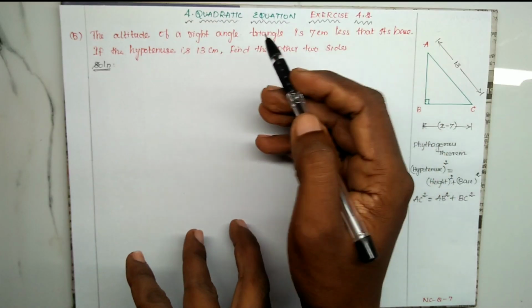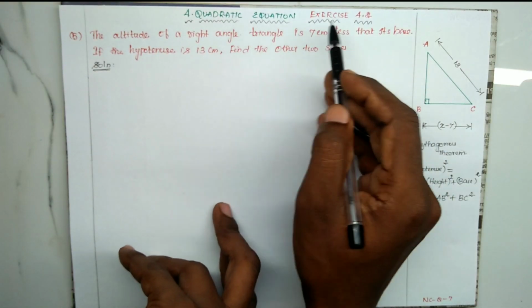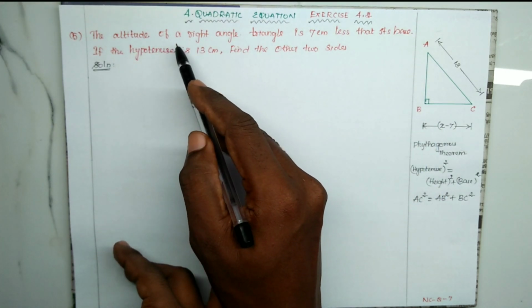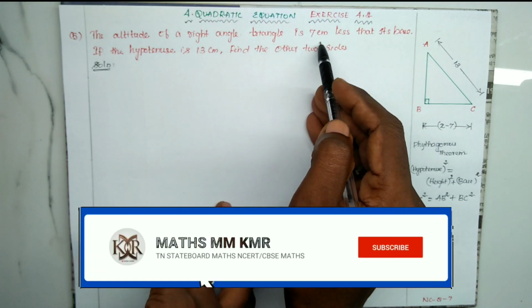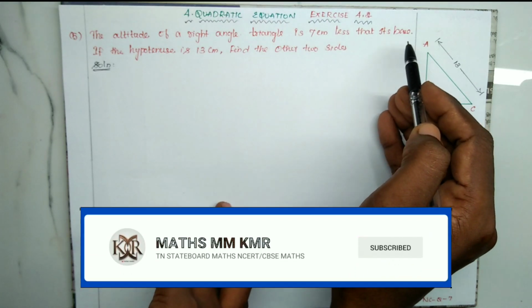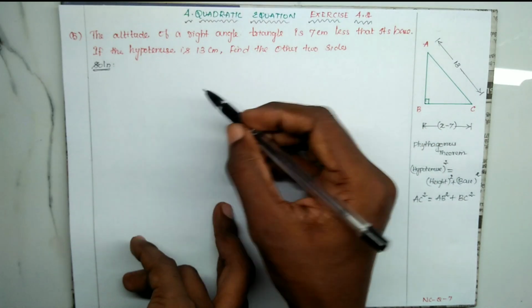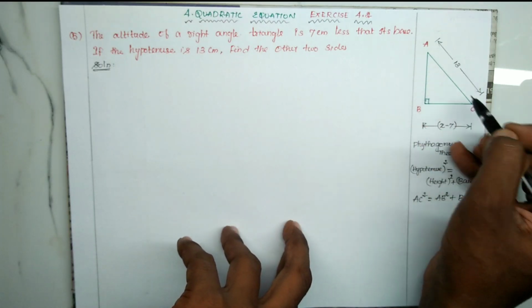So in this video we are going to see the 4th chapter, quadratic equations, exercise 4.2, fifth question. They have given that the altitude of a right angle triangle is 7 centimeter less than its base, and the hypotenuse is 13. Find the other two sides. Okay, first draw a right angle triangle.